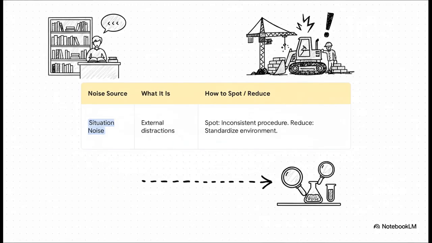Next up, you've got situation noise. This is all about the research environment itself being messy or inconsistent. Just imagine trying to run a memory study, but half your participants are in a quiet room while the other half have loud construction going on outside. That's a huge distraction. It adds a bunch of random error that can easily wash out a real effect. The key here is simple. Standardize everything. Make the environment exactly the same for everyone.